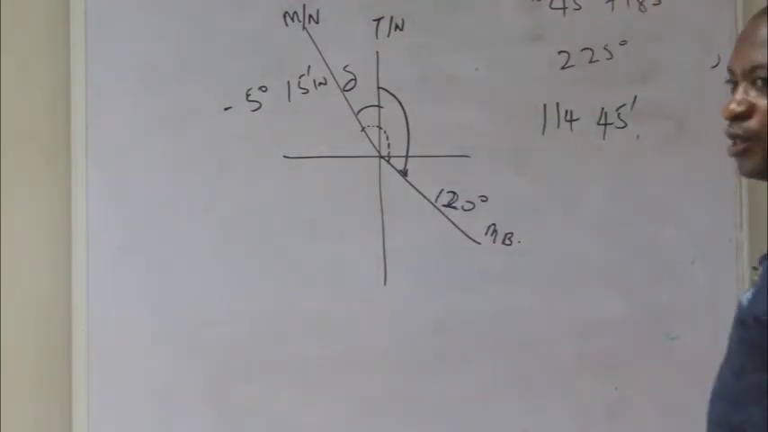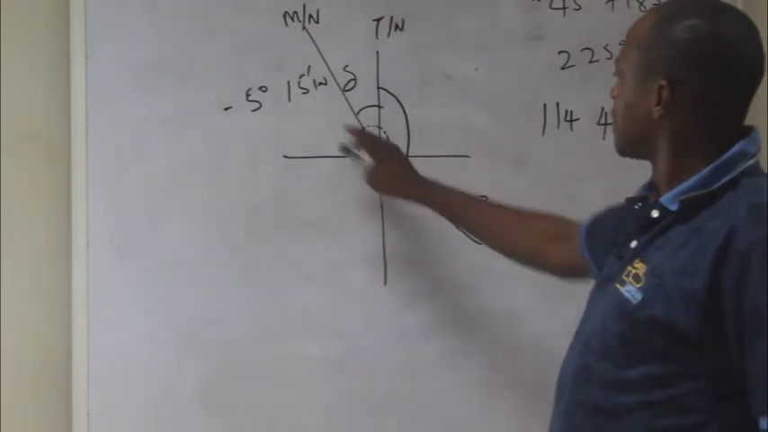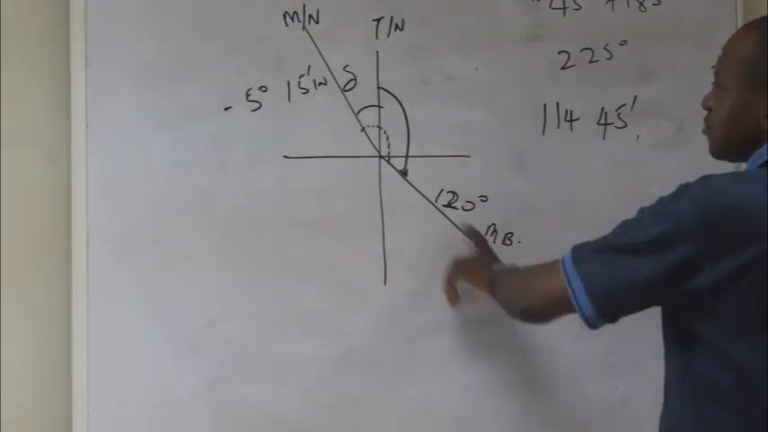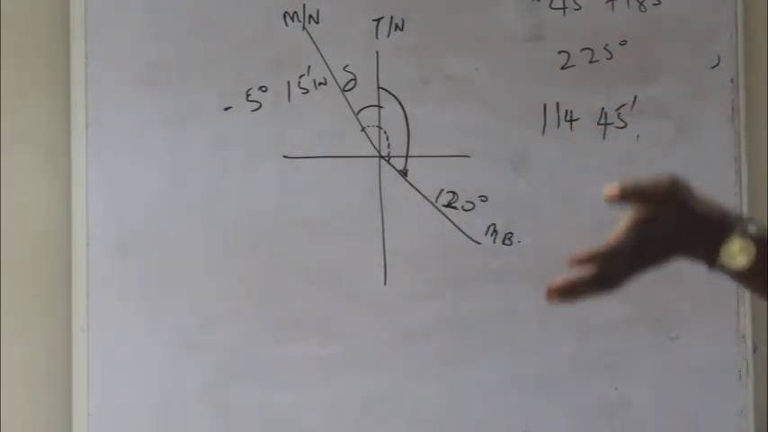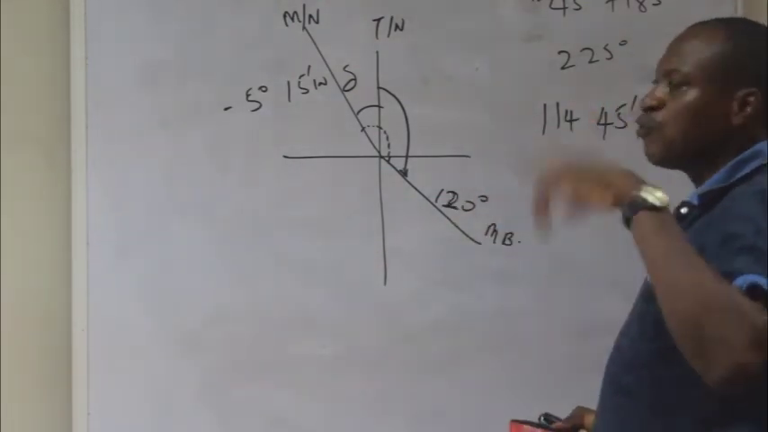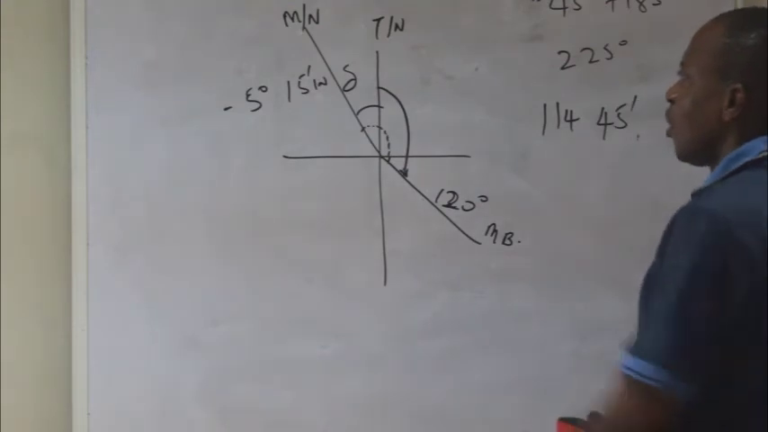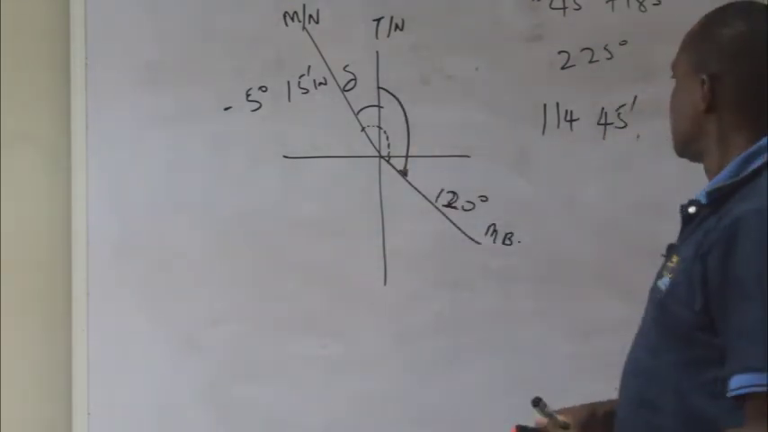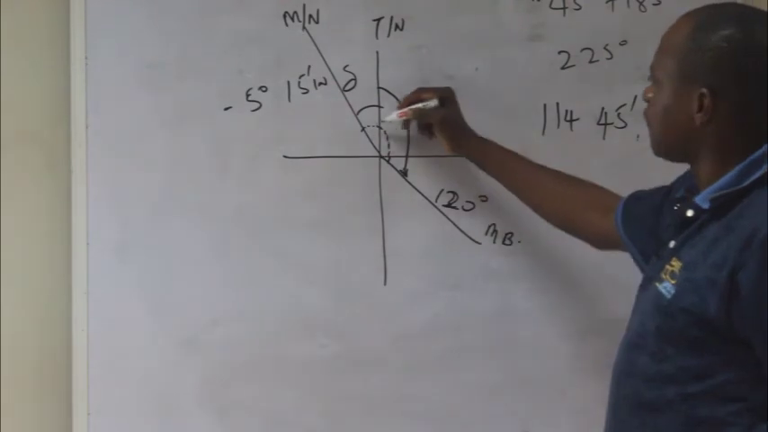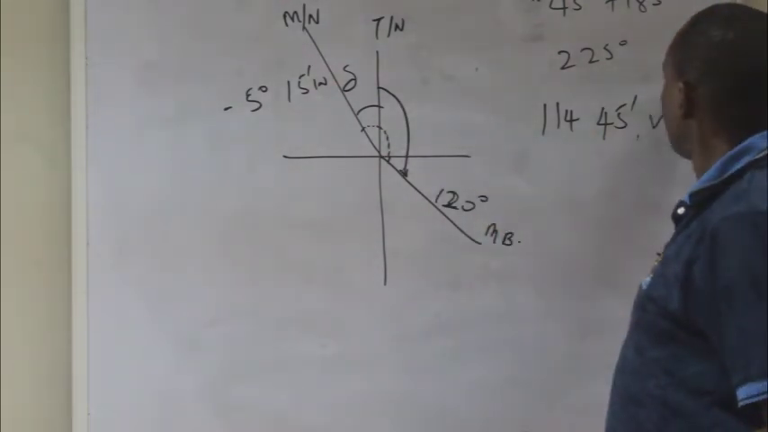Again, if the magnetic bearing is given as 120 degrees from a particular reference line, it means magnetic bearing is taken from magnetic north, and we said that the magnetic north is on this side of the true north. What is going to be the true bearing? If you make the diagram, it will make it easier for you, and you have this as your true bearing.